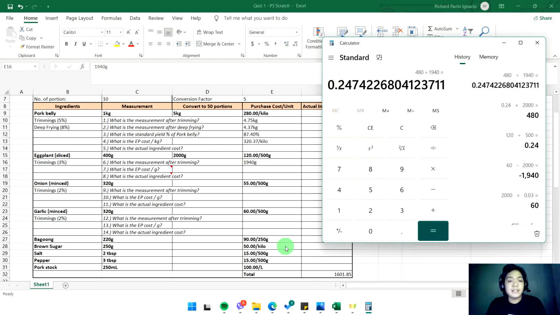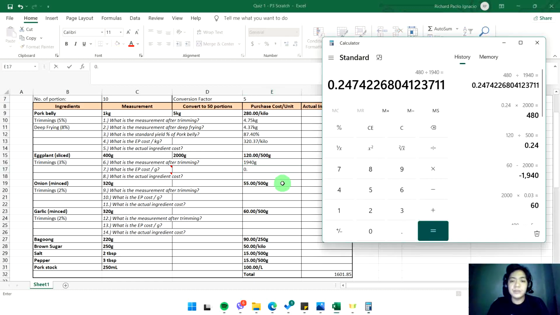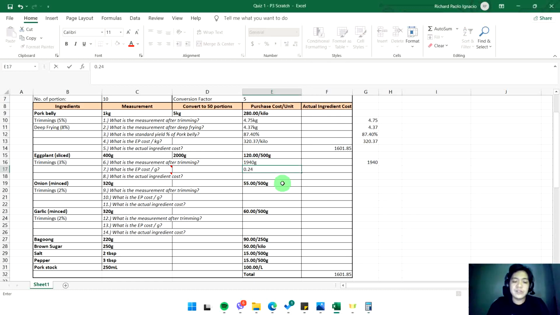Ang makukuha natin, ibig sabihin, ang presyo ng edible portion cost per gram is 0.2474, rounded off to 4 decimal points para mas accurate lang tayo. So we have 0.2474 pesos per gram yan.